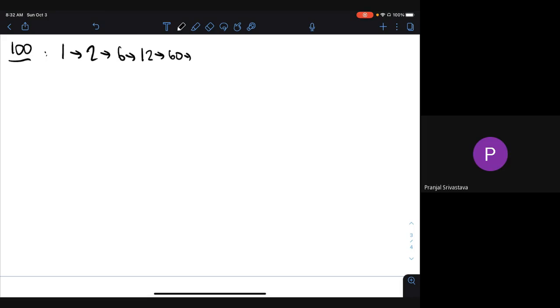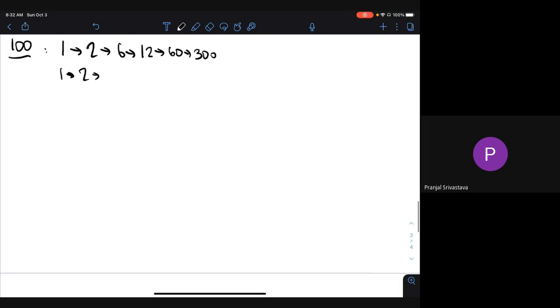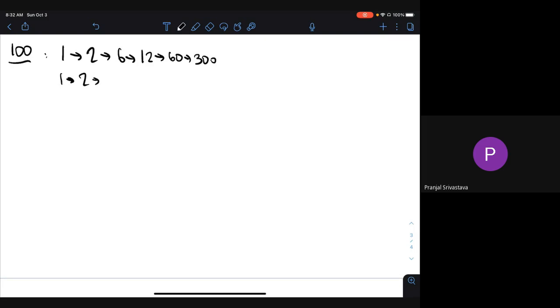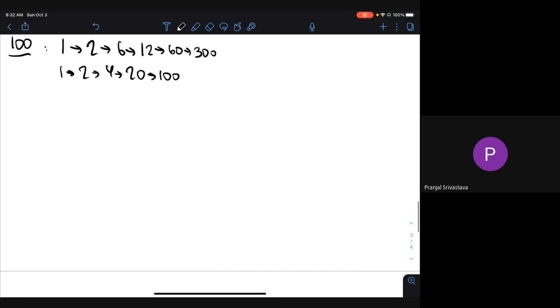Why don't we just go 1, 2, 4, 20, 100? Yeah, that's even better. Wait, we can't go to 4. Why not? Because 1 doesn't divide 2. Oh yeah, right, okay. Yeah, this works.